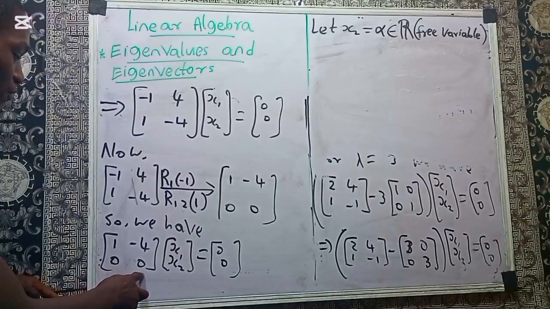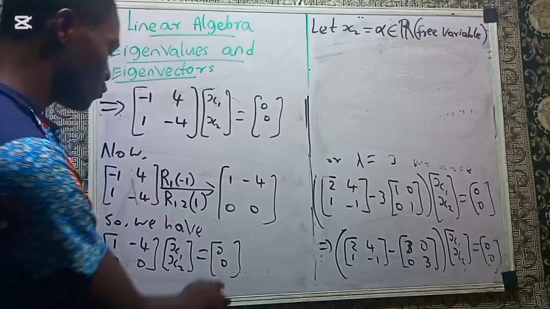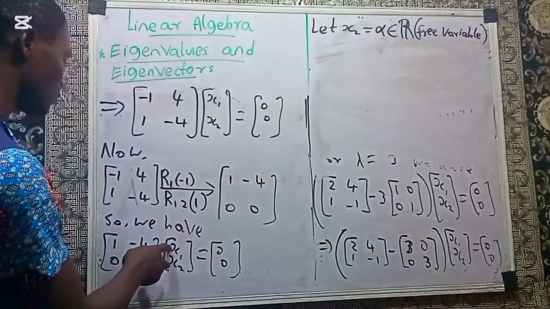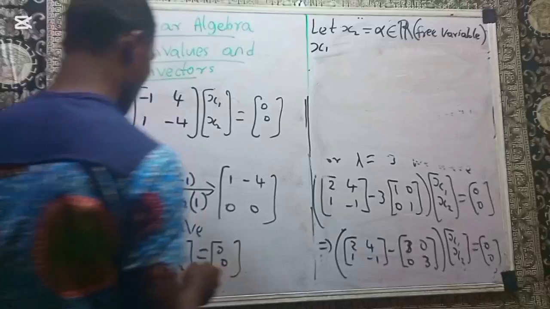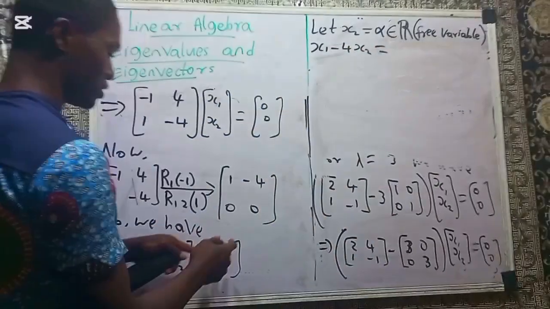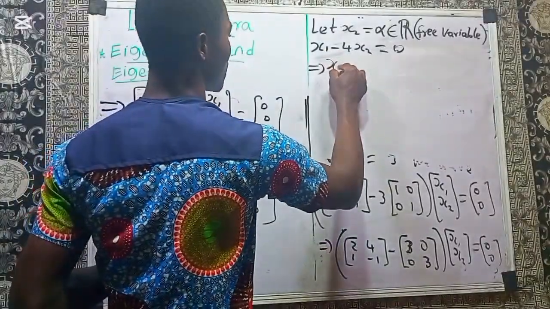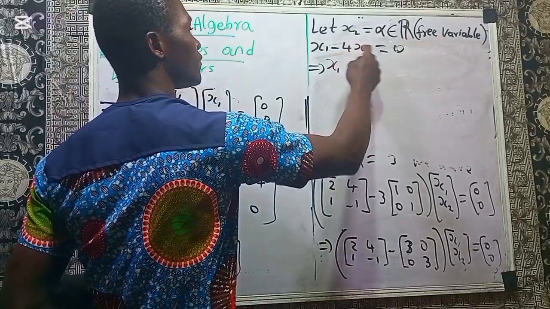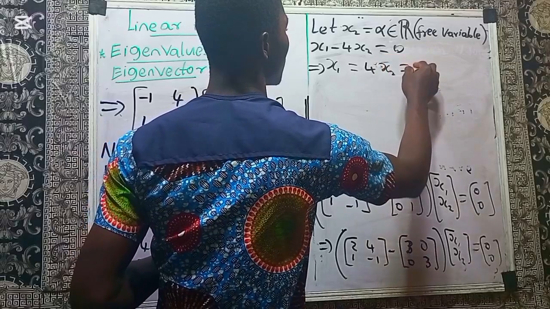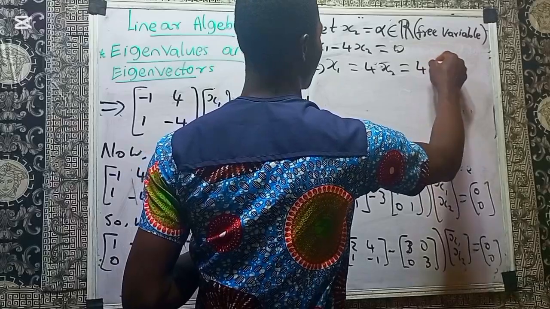To do that, start from the last row. x1 multiplied by 0 is 0, x2 multiplied by 0 is 0. 0 plus 0 is what? 0, equated to 0. So basically, we did not get any value for x1 and x2, right? So we'll go to row 1. x1 multiplied by 1 is x1, and x2 multiplied by negative 4 is negative 4x2, equated to 0. If you make x1 the subject of the formula, x1 will be equal to, if you move negative 4x2 to the right, positive 4x2. But what is your x2? We have called it alpha. So we have positive 4 alpha, right?